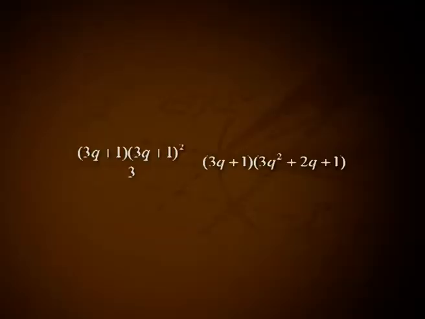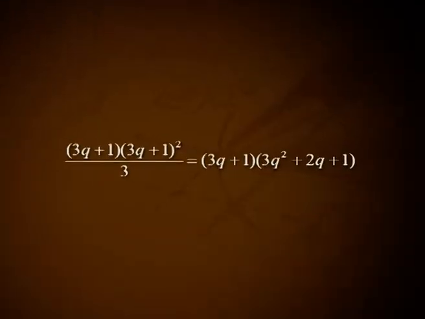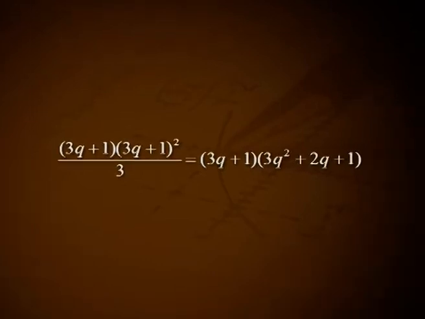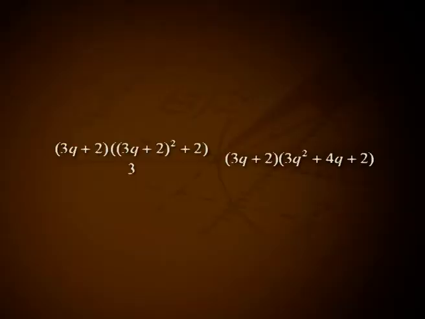Case 2. If a = 3q + 1, then a(a² + 2)/3 = (3q + 1)(3q² + 2q + 1). Hence, a(a² + 2)/3 is an integer in this case also. Case 3. For a = 3q + 2, we obtain (3q + 2)((3q + 2)² + 2)/3 = (3q + 2)(3q² + 4q + 2), an integer once more. Hence, the result is established in all cases.